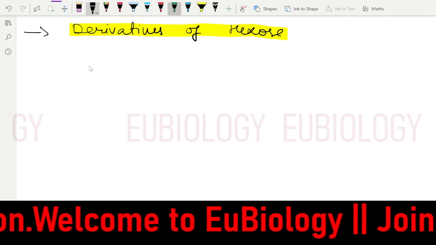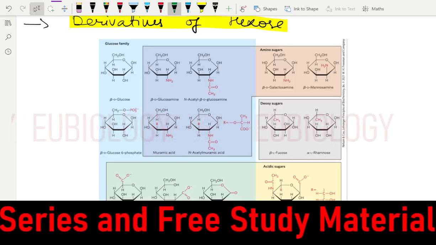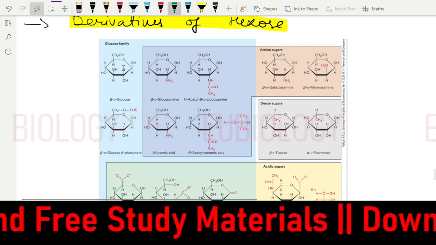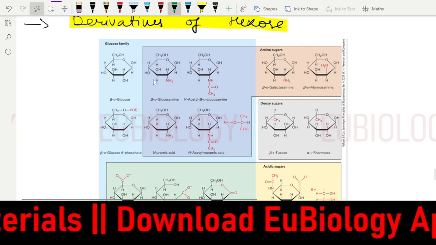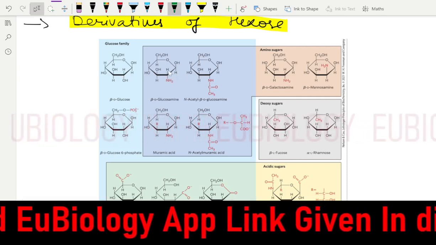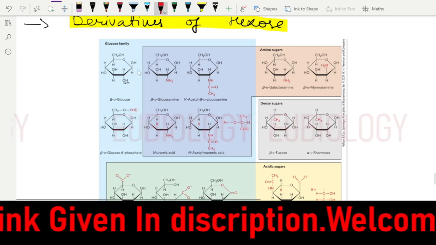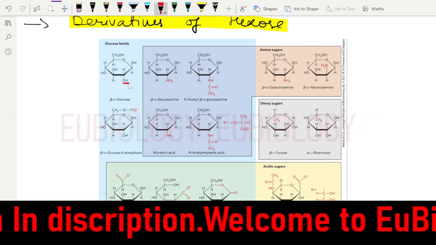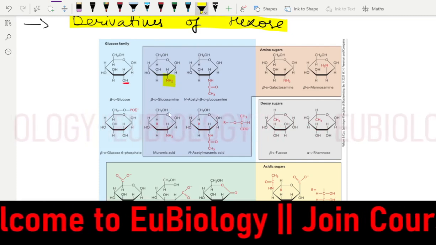Let me just add one photo. So the simplest sugar is what? The glucose. Okay, so you can see this is the simplest form of the sugar here. And there is a second carbon. Okay, second position. First, second. Second carbon, what is there? Here it is an OH group, and it is replaced by the NH2.